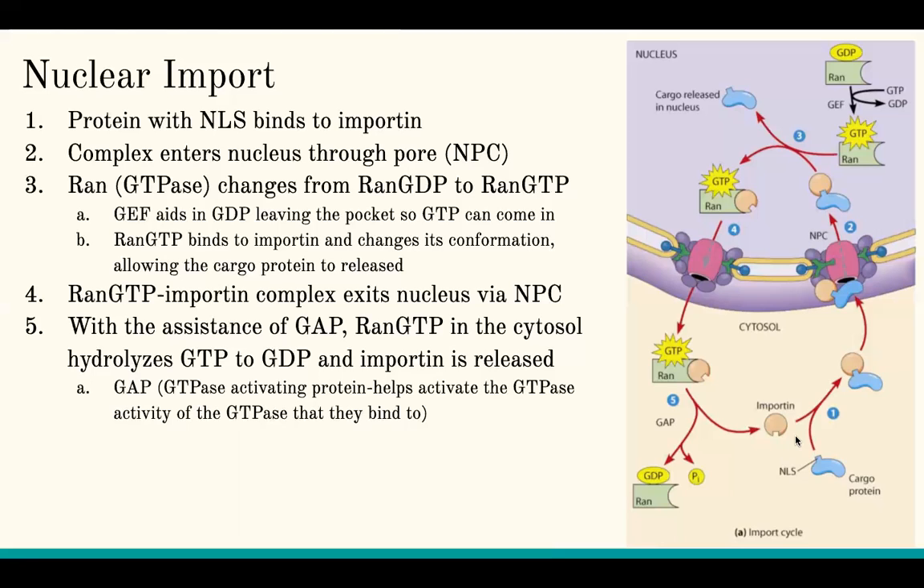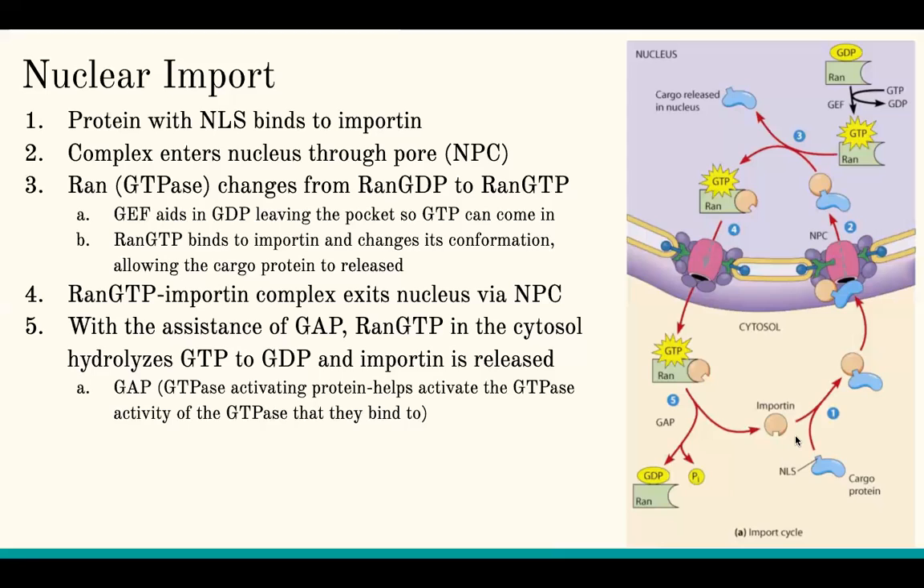That's also why importin needs to be bound to RAN GTP in order to leave. It can't just go in and out on its own. Does that make sense? It needs that RAN GTP to take it out, and it needs the cargo protein to bring it in. Yeah, that makes sense.